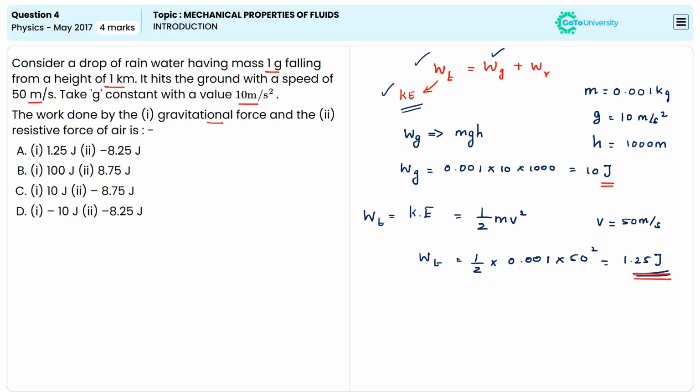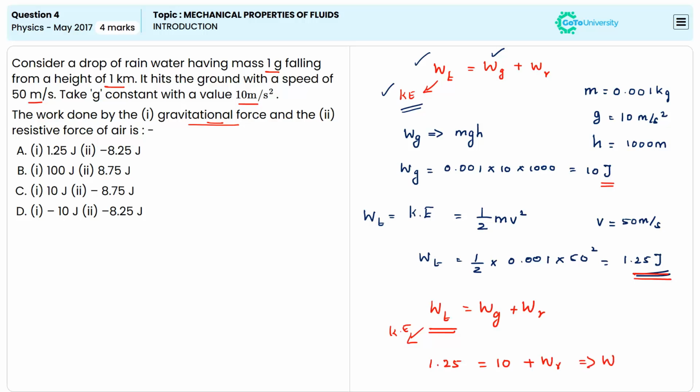But here the question is about calculating the gravitational force work done and the resistive force. We have a value of work done by the gravitational force, 10 joule. So now we need a value of work done by the resistive force. So now we can use the equation Wt is equal to Wg plus Wr. We have a value of Wt because we said it's equal to kinetic energy. So we can write 1.25 will be equal to 10 plus Wr.